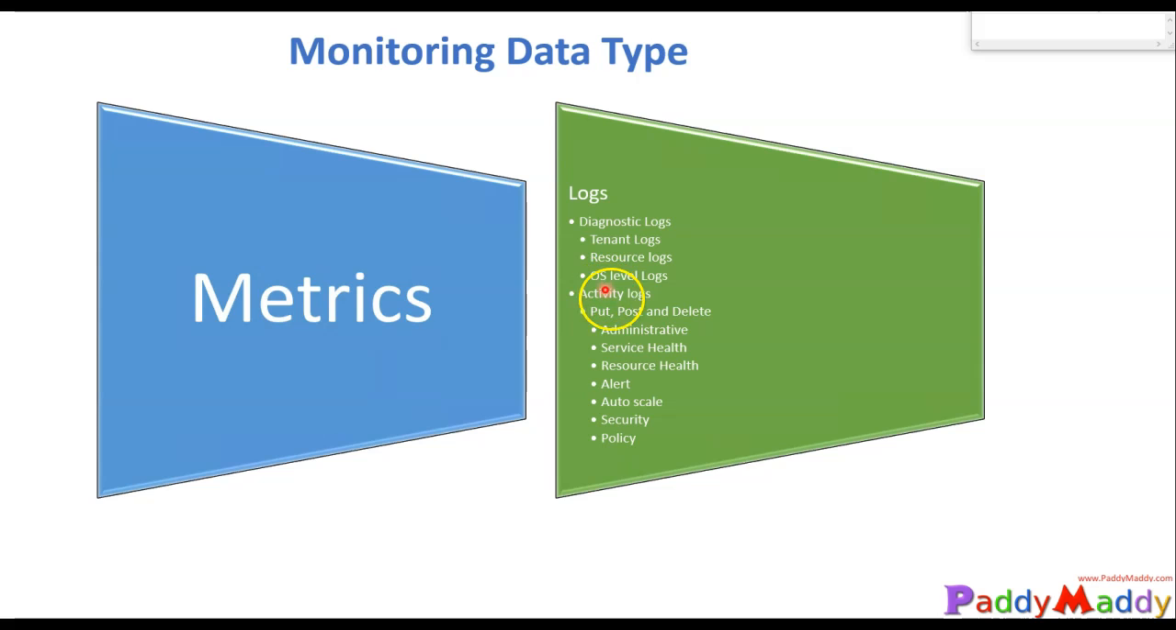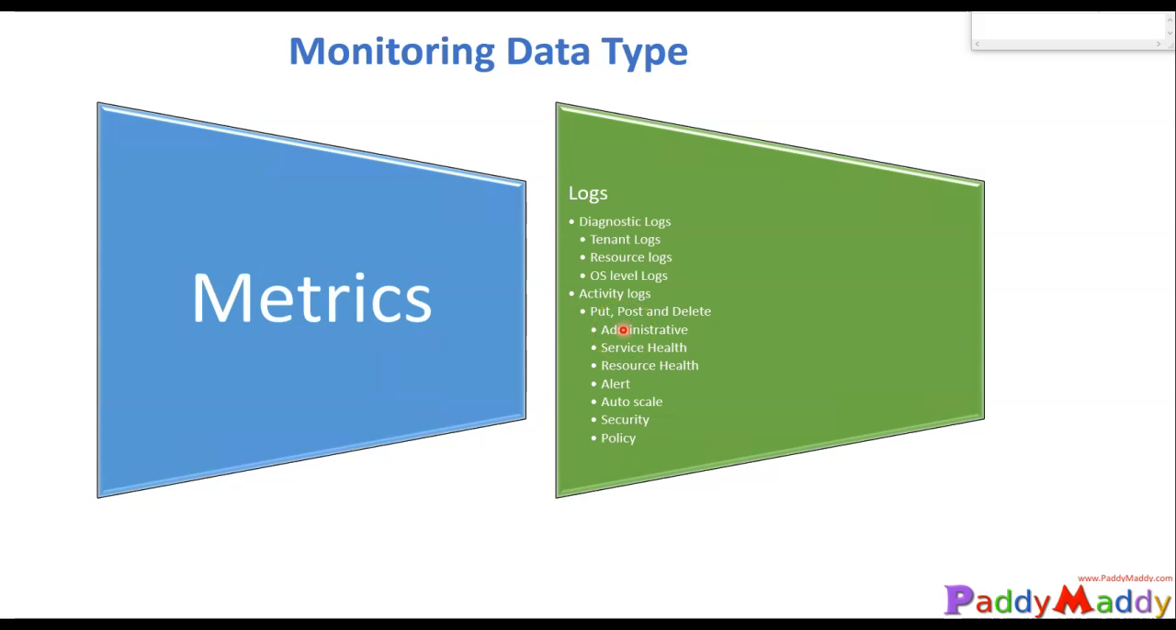One best example is a user trying to modify some resource, which falls under activity logs. So what kind of actions are they trying to perform? Let's say it uses put, post or delete kind of operations against your Azure Resource Manager, so this falls under administrative, or maybe service health or resource health. So these are different types of logs which you can collect.